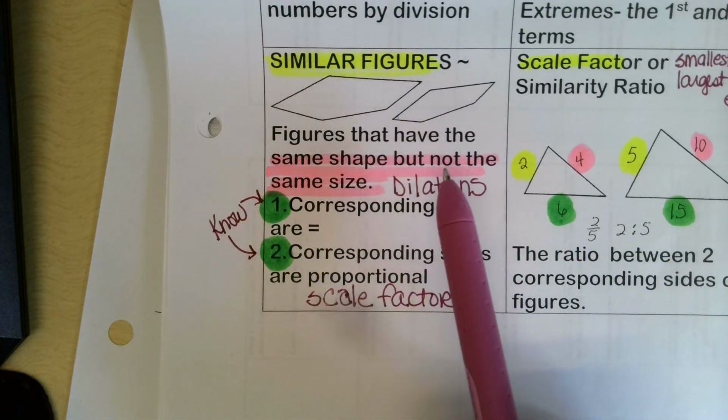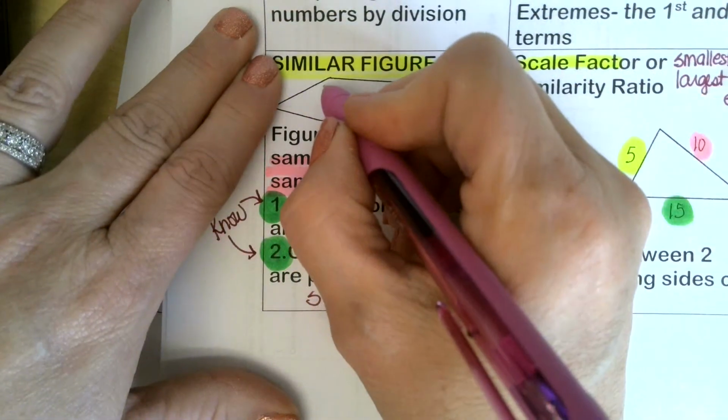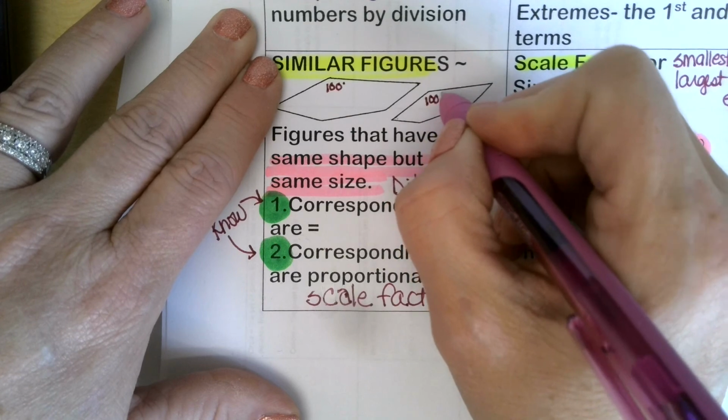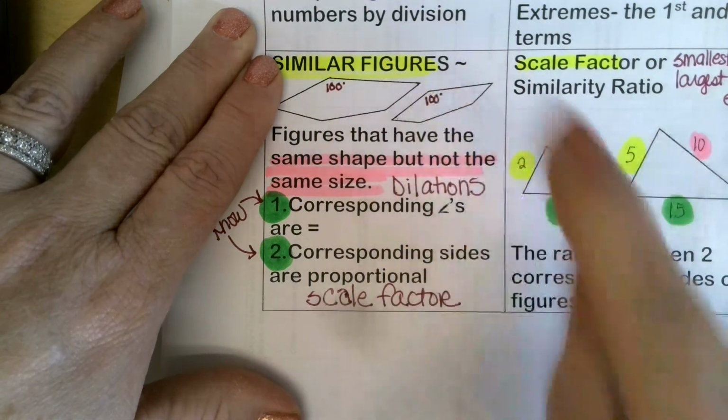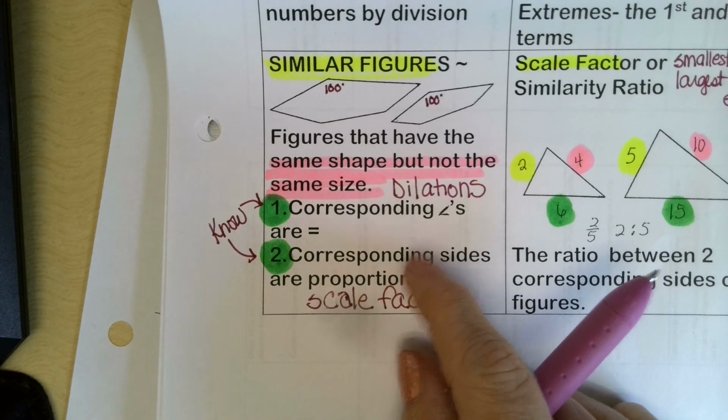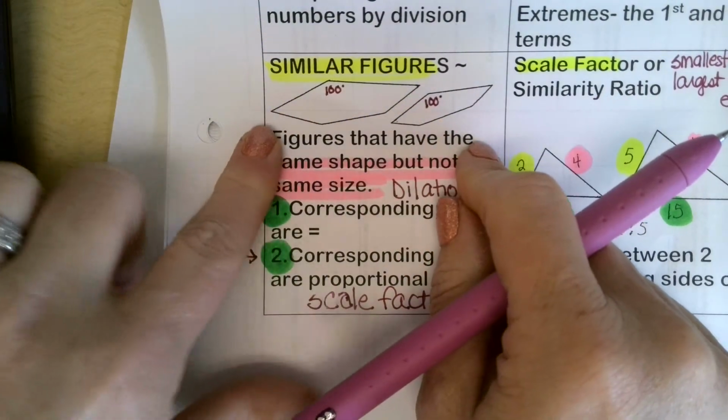The corresponding angles are going to be congruent. So if this angle is 100 degrees, then this angle is also 100 degrees because those are the corresponding angles. When I say corresponding, I'm not talking about corresponding in parallel lines. I'm saying the angles that would map on top of each other.